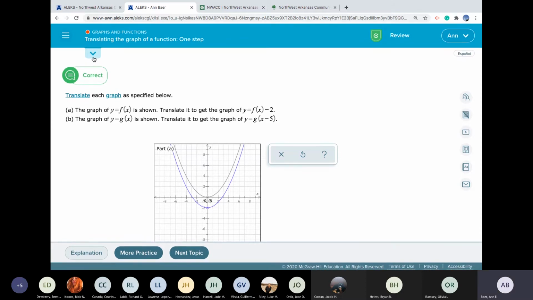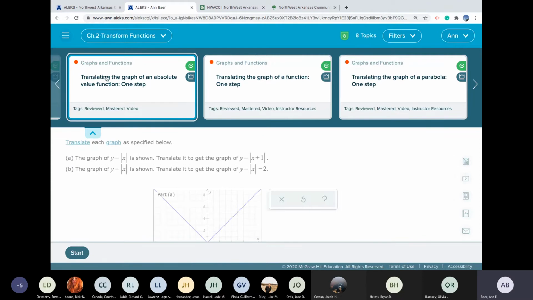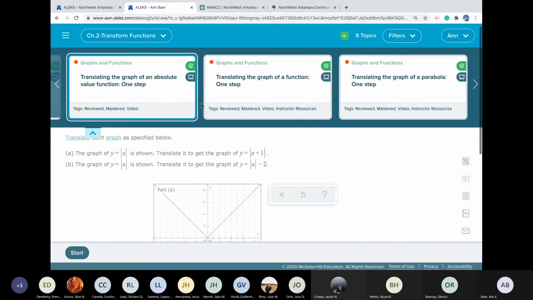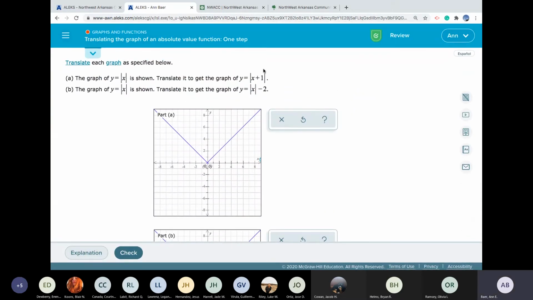Let's go back up to the carousel and move over 1 here. Now we are translating the graph of an absolute value function, 1 step. And these can be out of order. You may have a horizontal shift here sometimes and a vertical one here sometimes, or it could be swapped, vertical here, horizontal here.